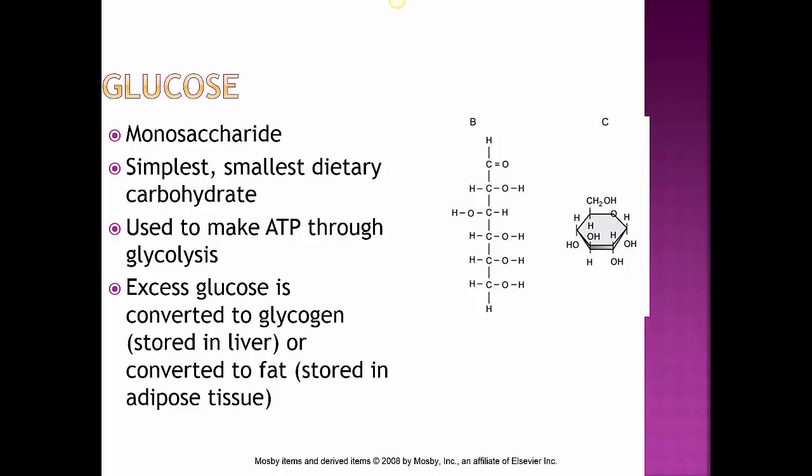If the body has too much glucose, the excess is converted and stored as glycogen in the liver, or it can be converted and stored as fat in adipose tissue. Also remember that excess glucose will be stored as glycogen in the muscles for the muscle to use when it needs extra energy.